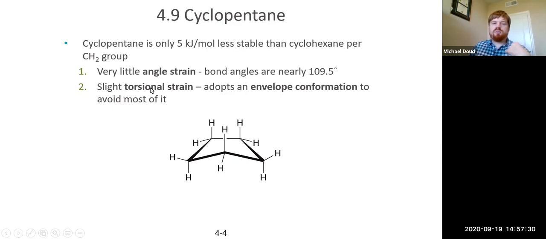Now there is a little bit of torsional strain. That's because you can't quite totally get away from it, you can't get into the perfectly staggered formation. So it gets as close as it can to a staggered formation, but it's still just a little bit off from that. So you get a little bit of that torsional strain as you're looking at the Newman projection of it.